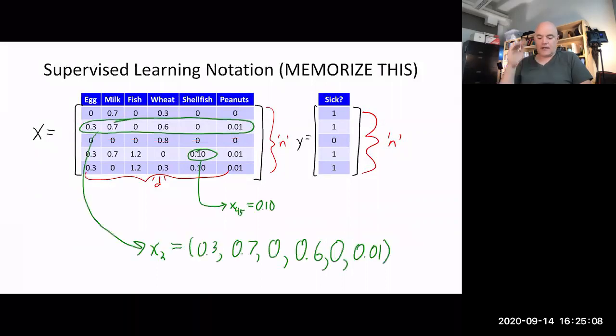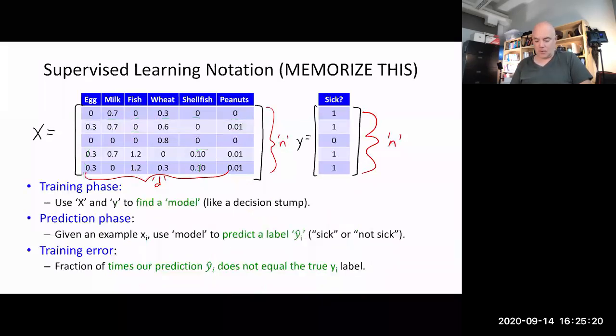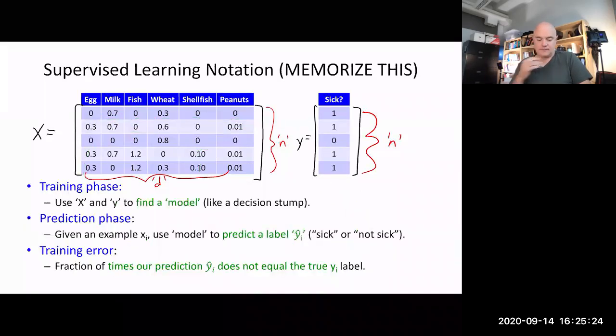Okay, we've already done this. So x45 is 0.10. X2 is all the values on the second row. X superscript 3 is all of the values in the third column. And Y subscript 4 is the label for the fourth example.